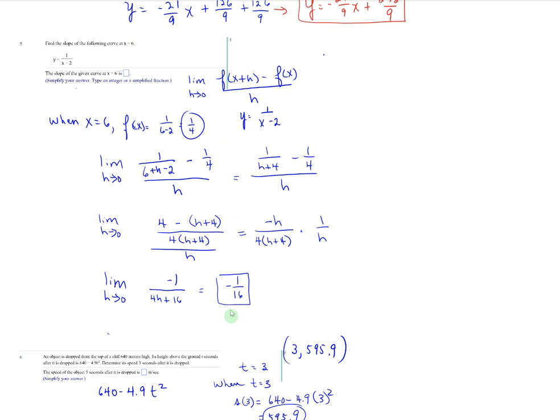We aren't asked to write the equation of the line. We are just asked to find the slope at that particular x value. So the answer is negative 1 over 16.